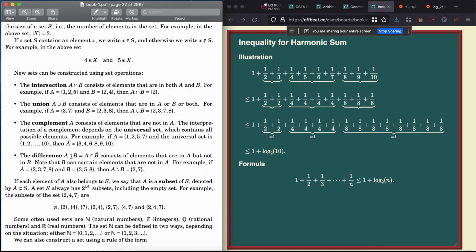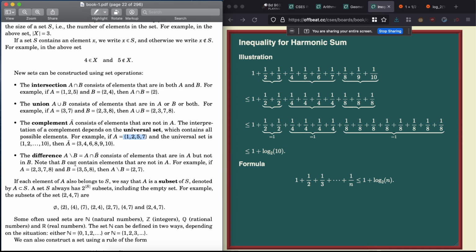All right, so continuing. Whenever we talk about complement, there's the concept of a universal set that depends on the context. Sometimes the universal set could be, say, the set of all integers. Sometimes it could be something else. So that is explained here. The interpretation of a complement depends on the universal set, which contains all possible elements. For example, if A equals 1, 2, 5, 7, and the universal set is all the numbers from 1 to 10, then the complement would be computed by taking this set and removing all the elements of A from here. So that's how this works.